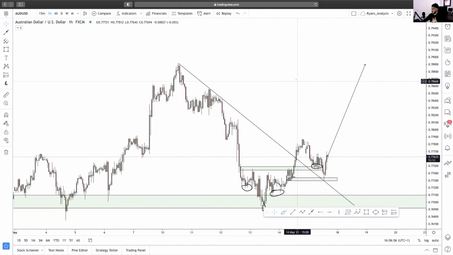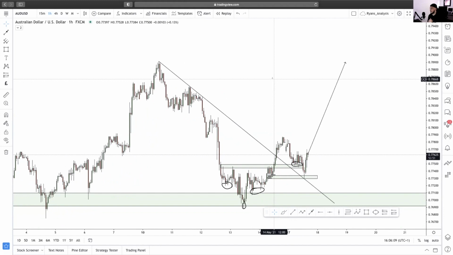So yeah, this is our analysis for AUD USD, looking for that longer term buy position, looking for our buy positions, going with the overall trend. And yeah, that is how we would break it down. So yeah, that's AUD USD.